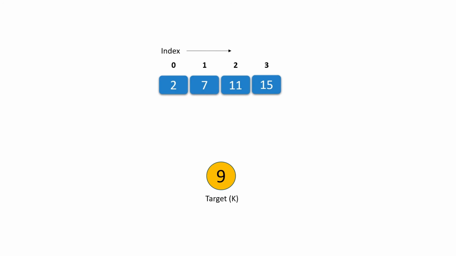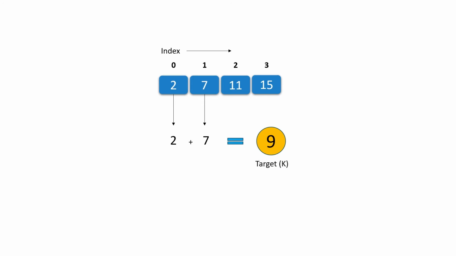Let's see the first test case as an example. Here, our target value k is equal to 9. If you look closely at the nums array, the first value is 2 and the second value is 7. 2 plus 7 is equal to 9, which is our target value k. Hence, we return the indices of these two numbers, which is 0 and 1 in this case.